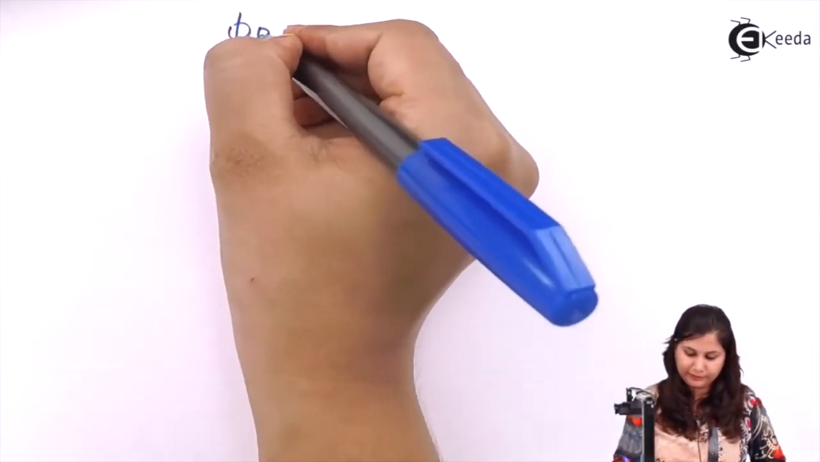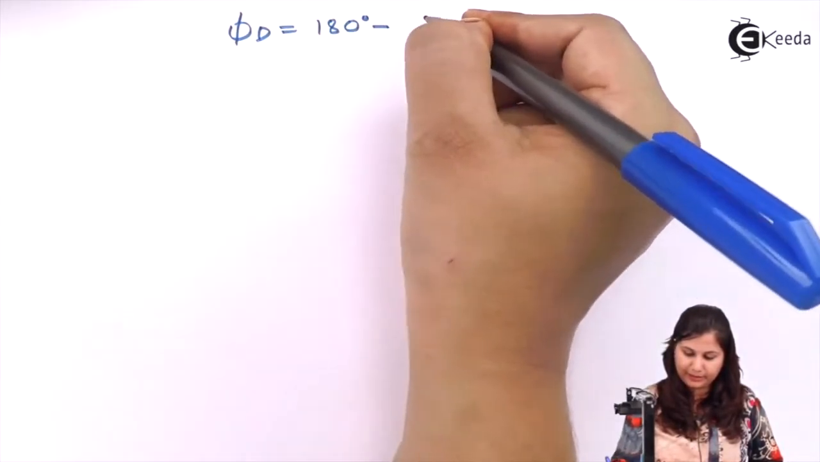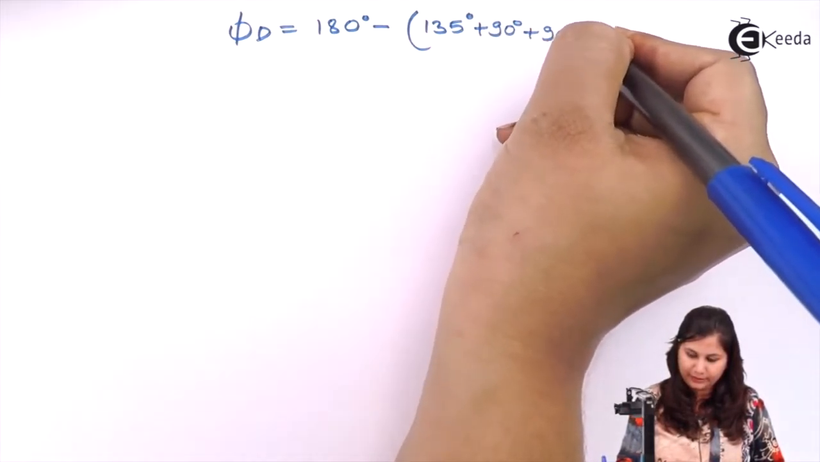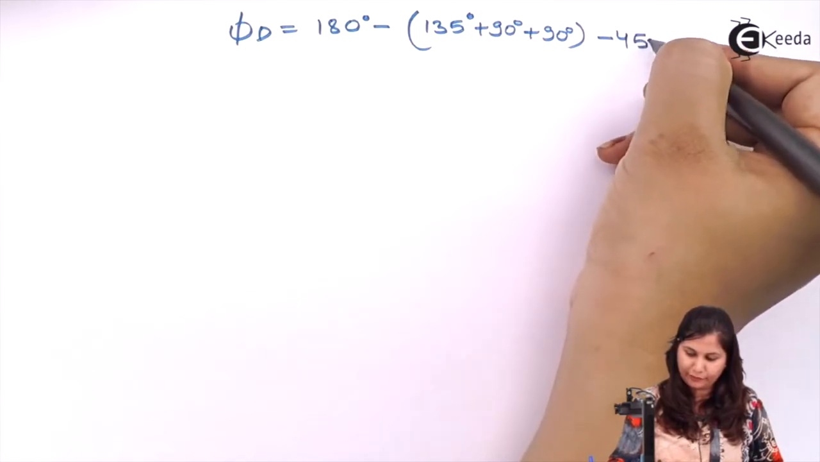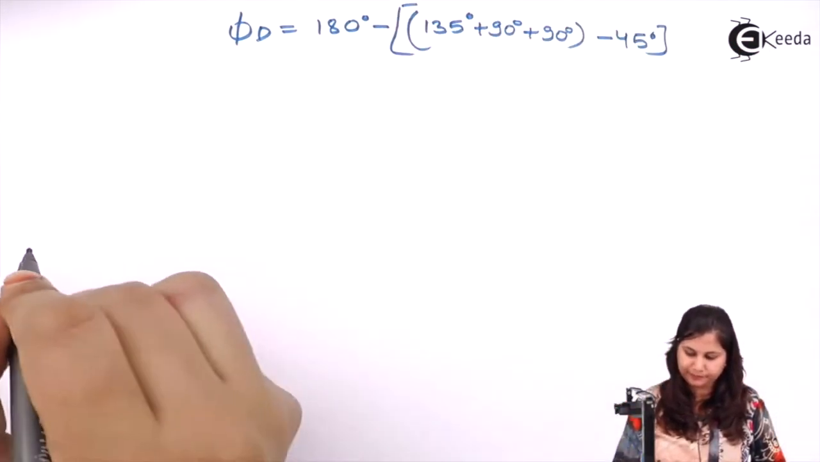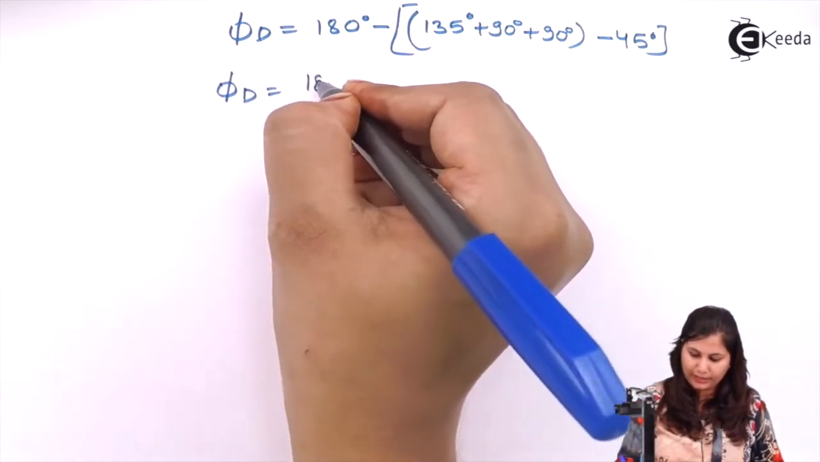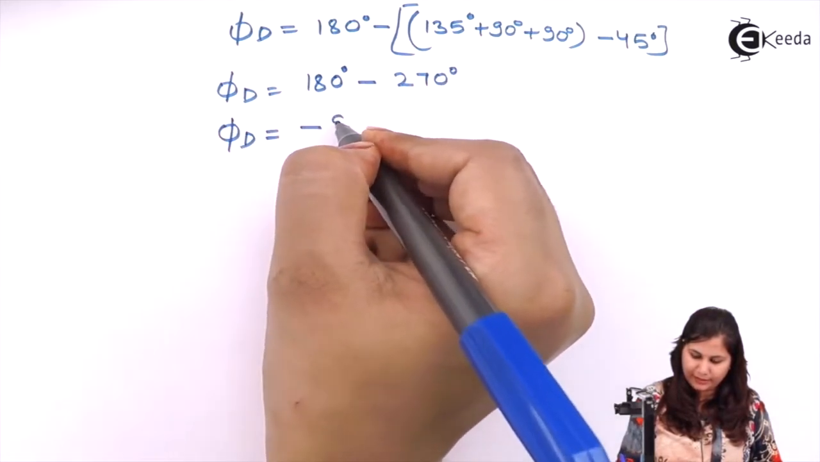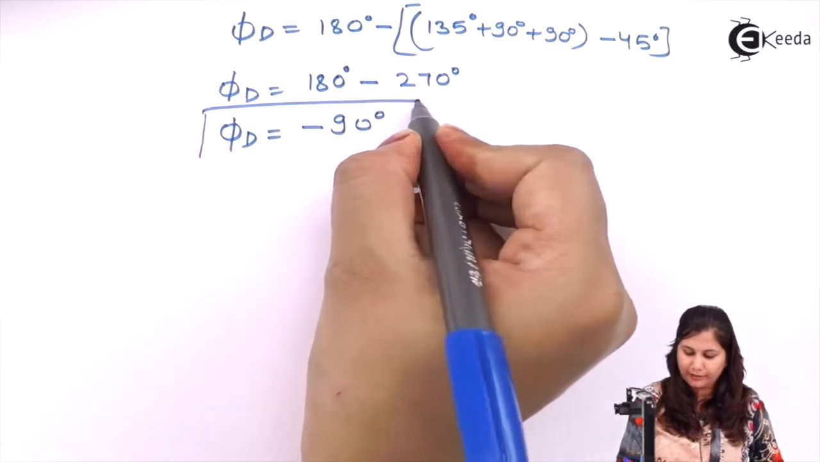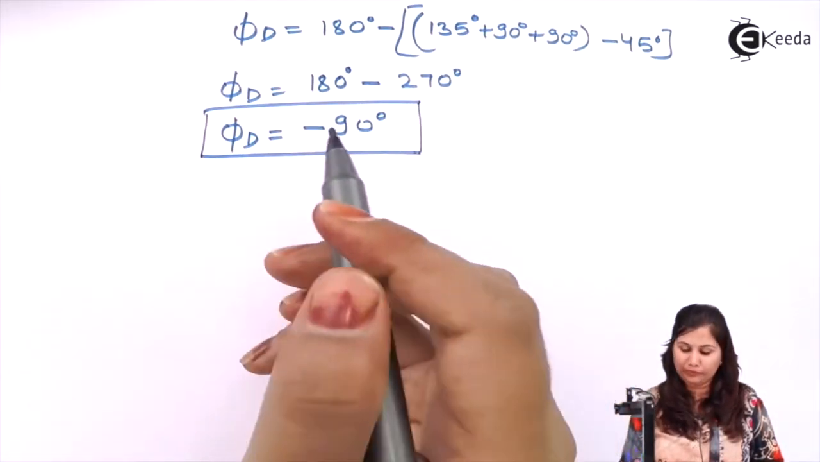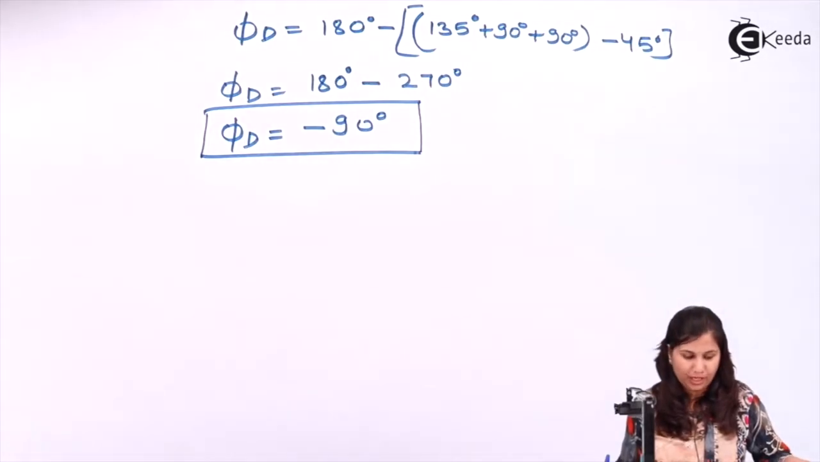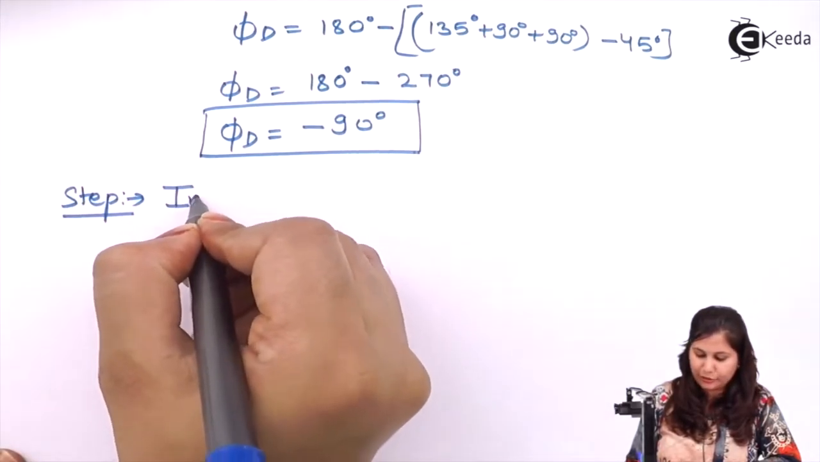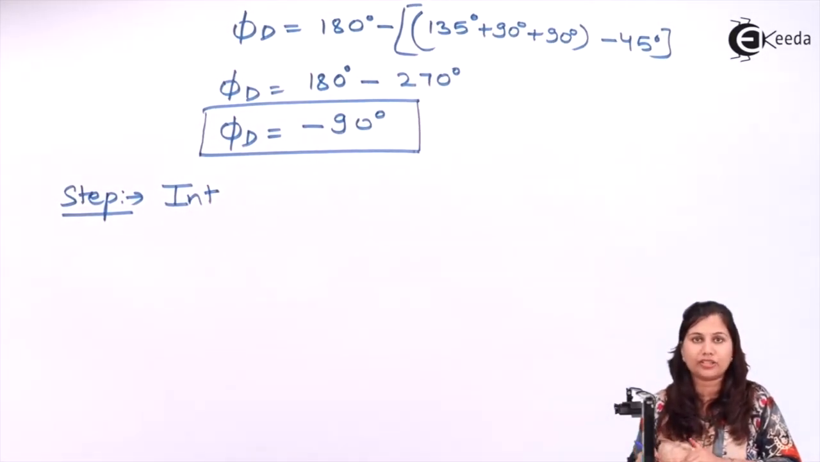So phi d will be 180 degrees minus (135 plus 90 plus 90), and phi z is 45 degrees. So phi d will be 180 minus 270, which is minus 90 degrees. So the angle of departure from the complex pole will be minus 90 degrees. Now the next step will be to find the intersection of the root locus with the imaginary axis.